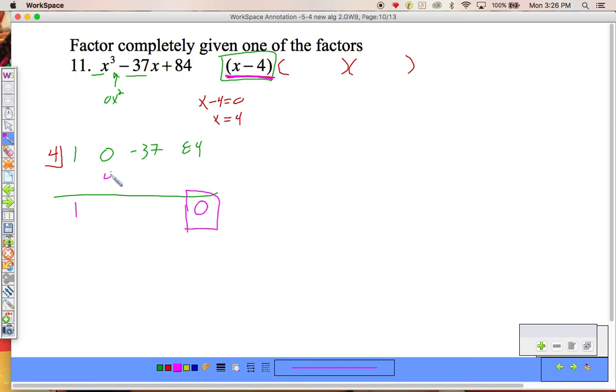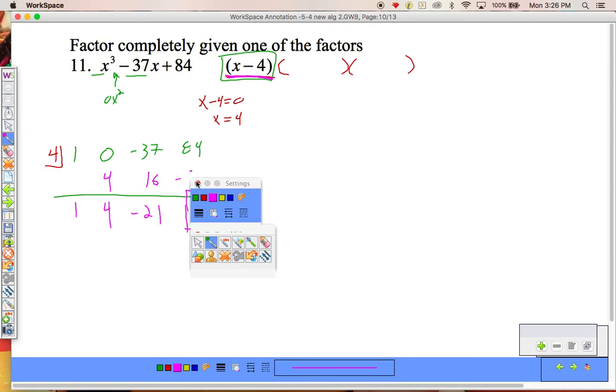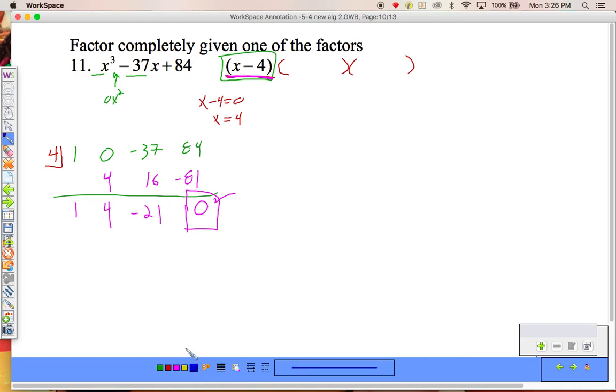So let's see if we can make that work. Drop the 1, multiply, add down, multiply, add down, multiply, add down, and I get my remainder of 0, so I did everything right. When you're talking about factors, your remainder has to be 0. So, x squared, x, number, I have x squared plus 4x minus 21 left over. I need two factors, and those two factors are going to come from this expression.